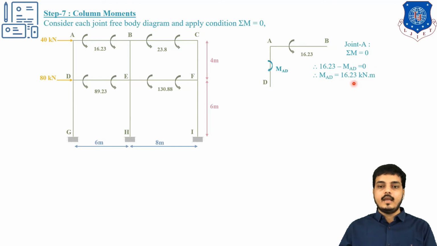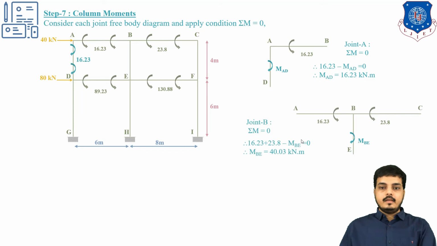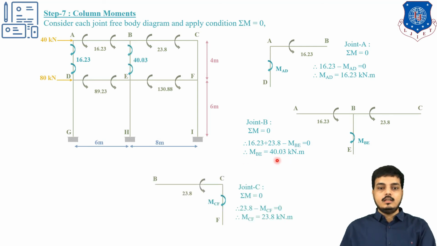So by keeping MAD on the right hand side, we can find out MAD equals 16.23 kilonewton meter. So we have found out MAD. In the same way, we can find out for joint B. Here the members are BE, BA and BC. I have to count, and we can find out for the member BE, MBE. So here it is 16.23 plus 23.8 minus MBE, which is going clockwise, and clockwise I have assumed negative. So we can find out MBE.